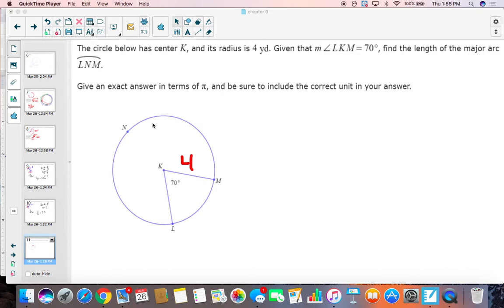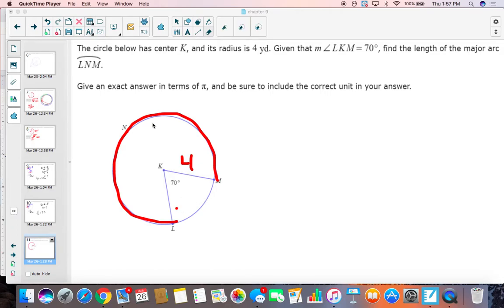And I mentioned this in previous videos. The major arc means it's got to be greater than 180 degrees. So we're not going just this little section down here. We want to find this arc length around the circle.